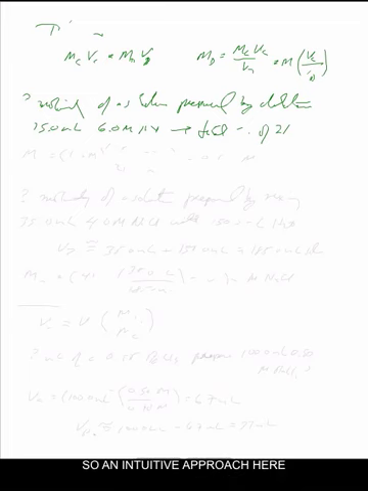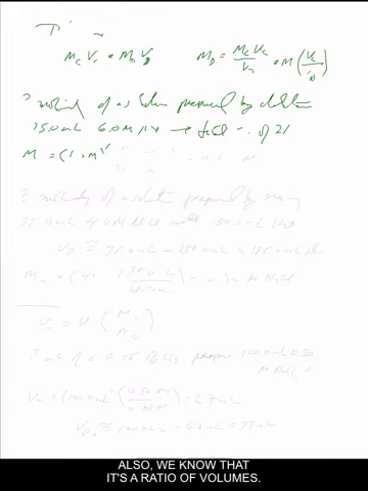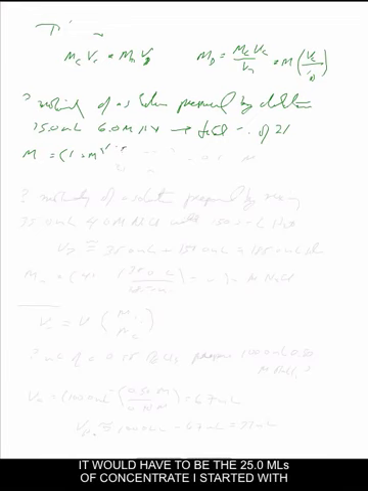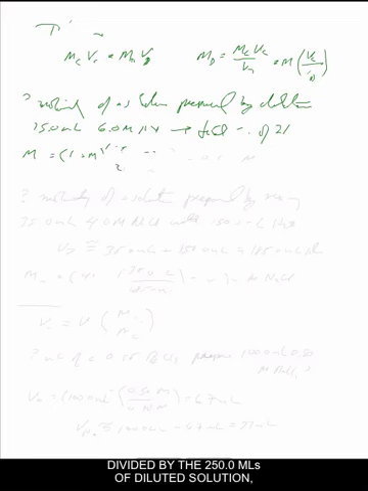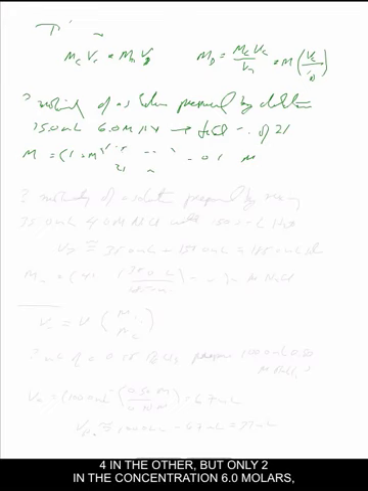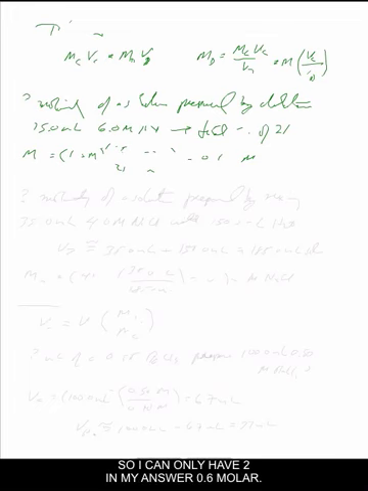So an intuitive approach here is we know the molarity of the dilute has something to do with the fact that we were starting with 6 molar HCl. Also, we know that it's a ratio of volumes, the 250 and the 25. But how do I write a ratio times 6, making 6 come out smaller? So that tells me automatically it would have to be the 25.0 mL of concentrate I started with divided by the 250.0 mL of diluted solution, giving me 0.060 molar HCl as my diluted solution. Notice, by the way, I gave you 3 figs in one volume, 4 in the other, but only 2 in the concentration, 6.0 molar, so I can only have 2 in my answer, 0.60 molar.